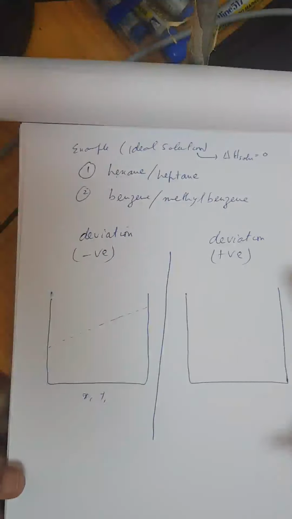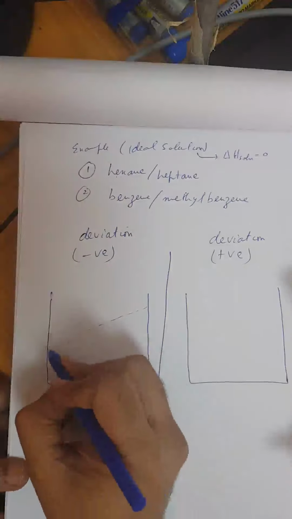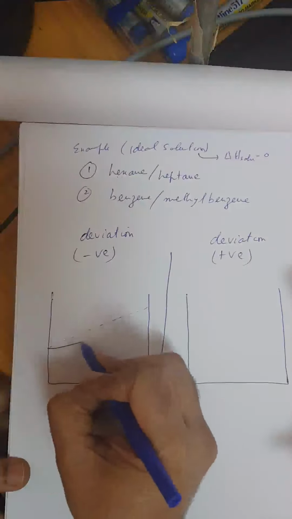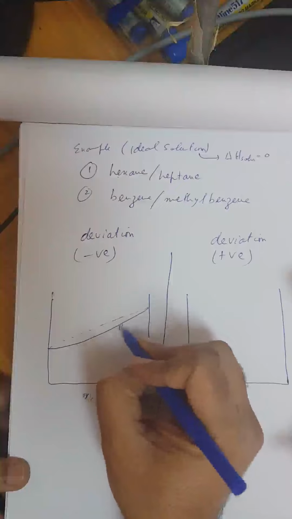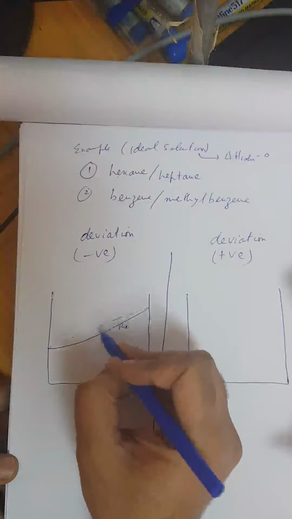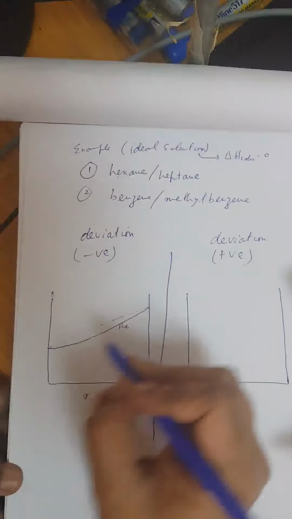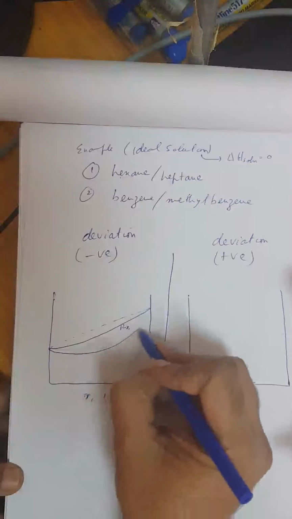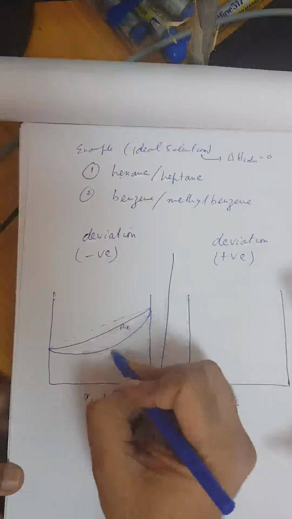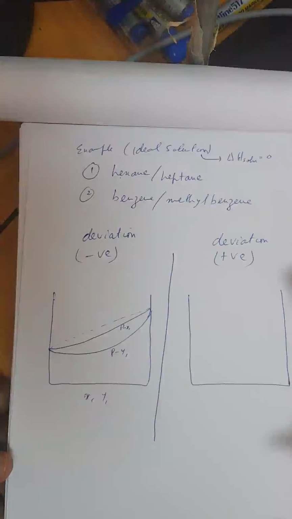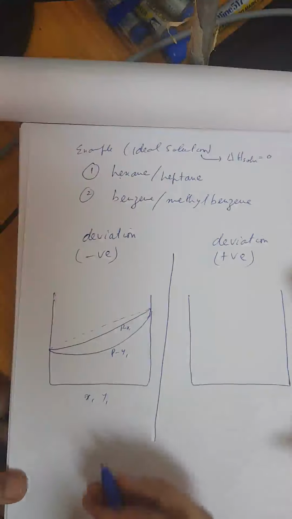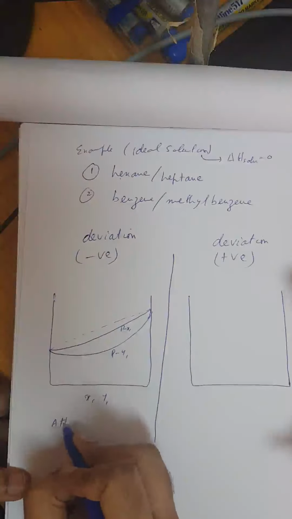In negative deviation, you will get this Px1 line. Your Px1 line is below the ideal line, and this is your Py1 line. So the negative deviation shows that your attractive forces are dominant.